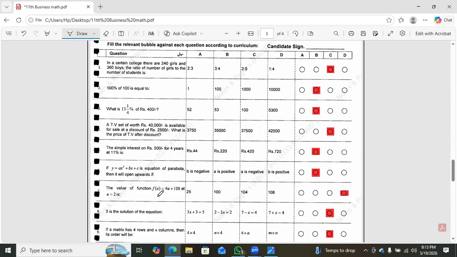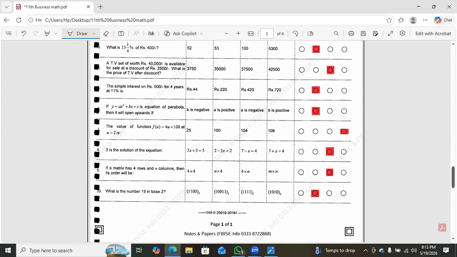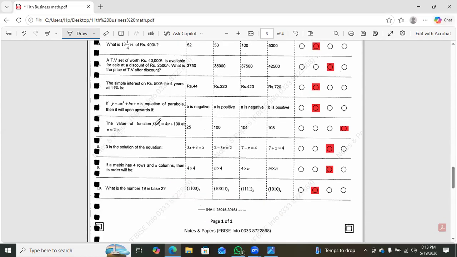u is equal to 2 is, you have to find the value of u, that is 108. If you put this value, you will be able to figure out the answer. 3 is the solution of the equation. 7 minus 3 is equal to 4. If a matrix has 4 rows and n columns, then its order will be 4 into n. What is the number 19 in base 2? In base 2, it will be this.